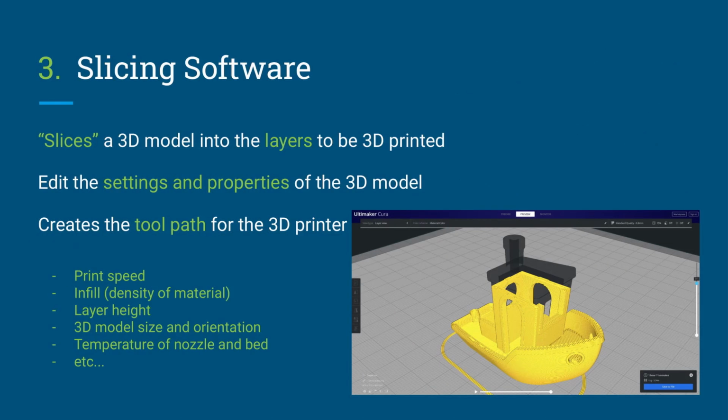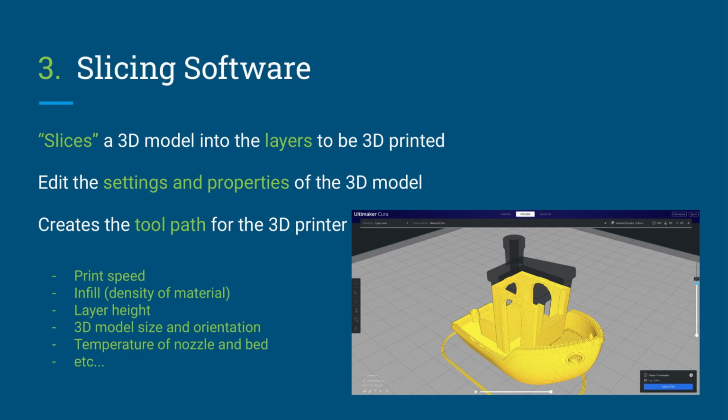So what is slicing? Slicing a 3D model slices it into the layers to be 3D printed. So like we said in the beginning, 3D printing is laying down these thin layers of material in succession. So our slicing software actually creates those slices of our model.